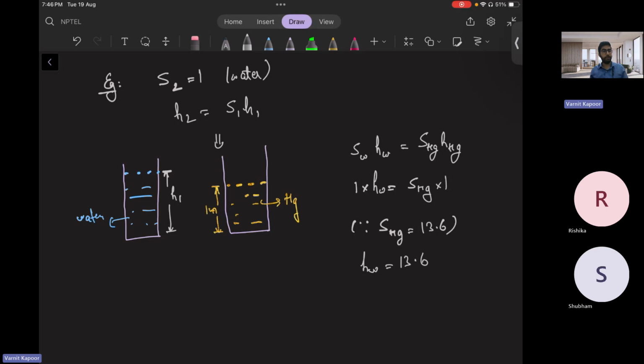If you want to have a pressure measuring device with the water, then it should be 13.6 times of length compared to that of mercury. So if you have seen in your laboratories, mercury is used. So with 1 meter of mercury only, we can get the atmospheric pressures compared to the water column. That's why we don't put water, because the tube will be so long. Okay.